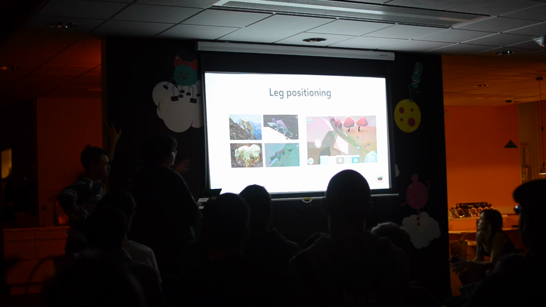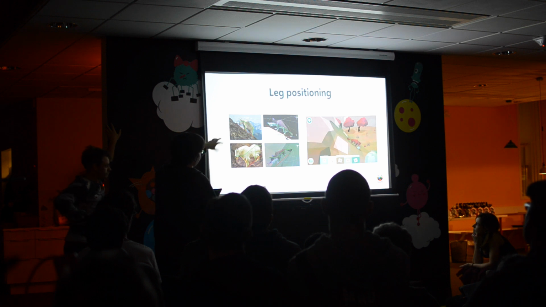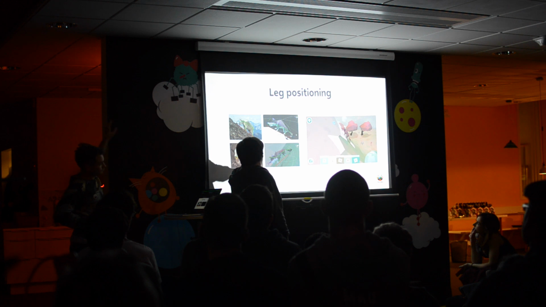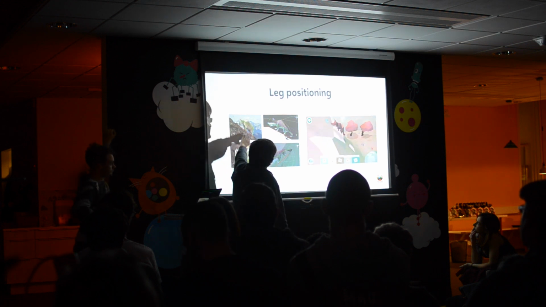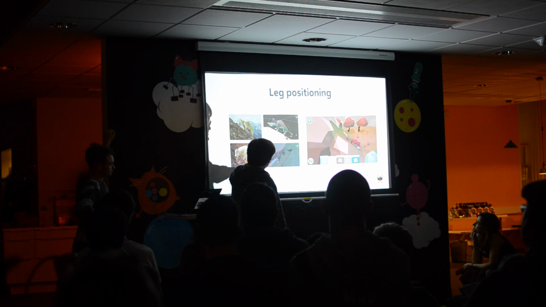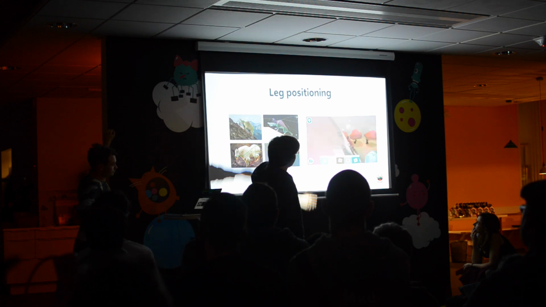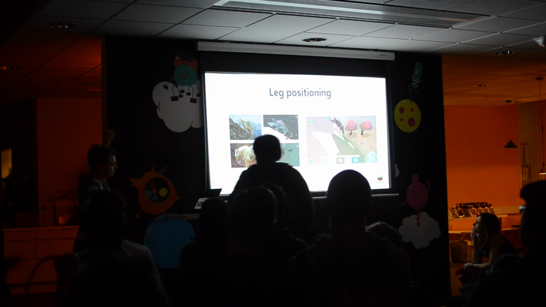Then, in regards to how the animals interact with the environment, this is leg positioning. What you see in the image on the left is that animals tend to have their legs perpendicular to the horizontal plane. You see that when he's going upwards, they are perpendicular to the horizontal plane, and when he's going downwards, they are also perpendicular to the horizontal plane. That is to lower the center of mass, and that's what we ended up using on our animals. You can see there that the legs are always perpendicular.